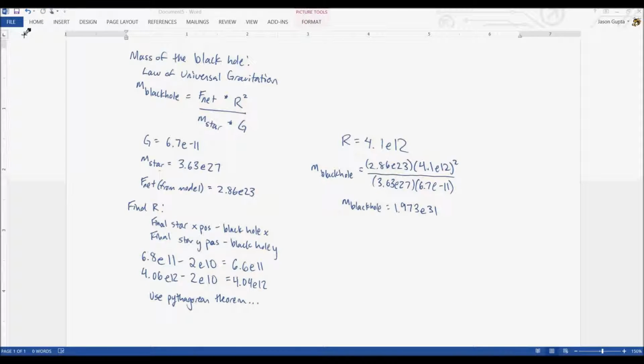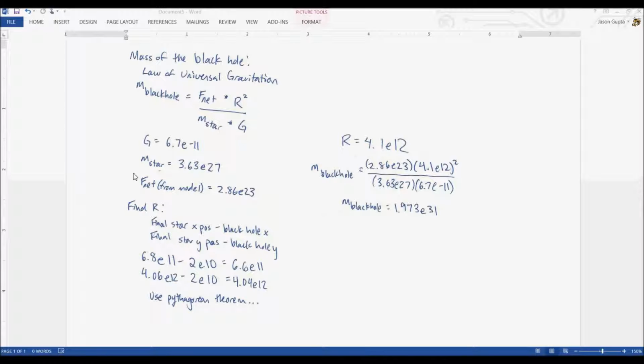Now, let's calculate the mass of the black hole using the law of universal gravitation. We rearranged the formula to solve for the black hole earlier. G is a constant and equals 6.7 e negative 11. The mass of the star is given as 3.63 e27. Using the final force shown from our computational model, we know it is 2.86 e23.